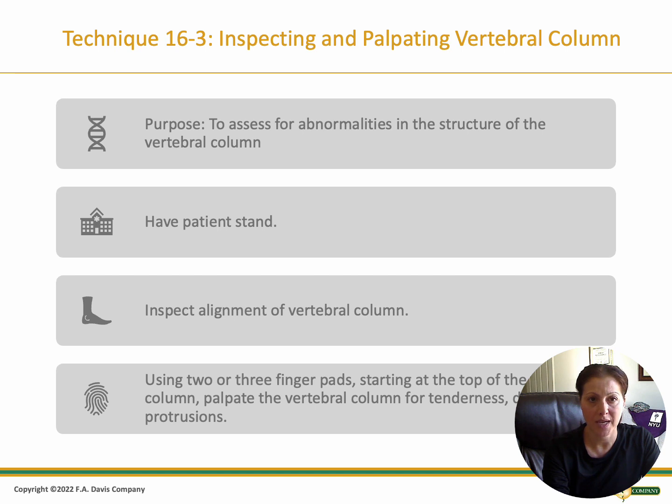When we're inspecting as well as palpating the vertebral column, we're looking for any abnormalities. We're looking for issues with scoliosis, kyphosis, lordosis, and I'll show you those pictures in a little bit. We're going to inspect the alignment by palpating one individual vertebra at a time, starting from the top, looking for any tenderness or protrusions or pain or discomfort as you're doing that.